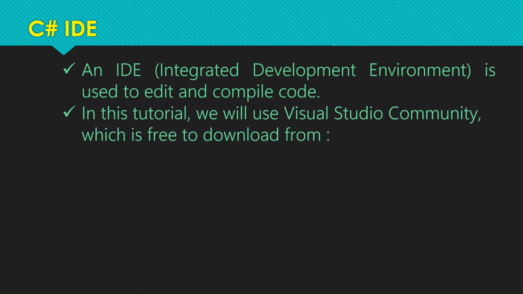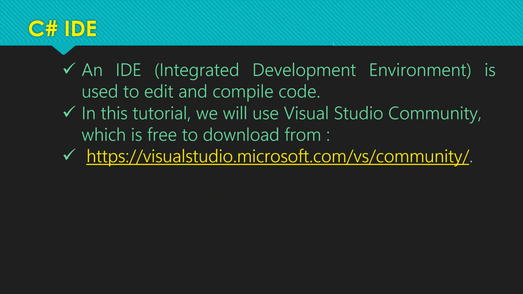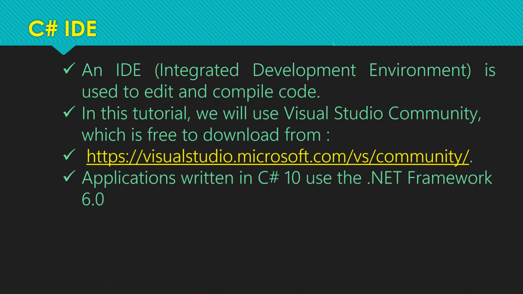In this tutorial, we will use Visual Studio Community, which can be downloaded from the visualstudio.microsoft.com website, and I will give this link in the description so that you can also download the Visual Studio Community version. And all the applications are written in C Sharp 10 and use the .NET Framework 6.0.